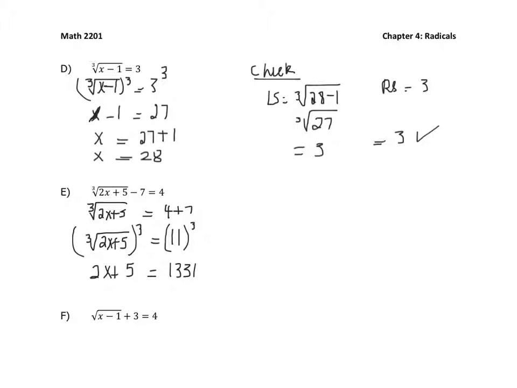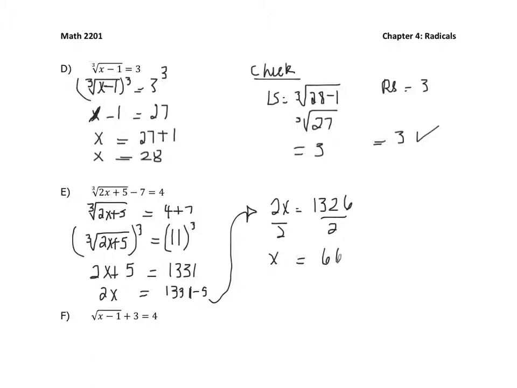1,331. So then you just go ahead and solve for x, so you want to subtract 5 from both sides, so that's going to be 1,331 subtract 5, which is going to be 2x equals 1,326, and then you want to divide both sides by 2 to get x. So x is equal to 663.